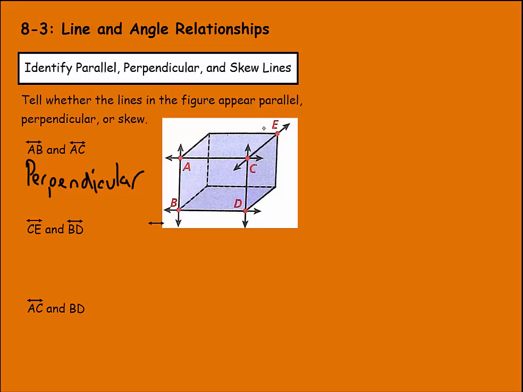These ones, however, are not crossing because they're on different planes. This one's on the ceiling. This one's attached to the floor. So we're going to call these skew.